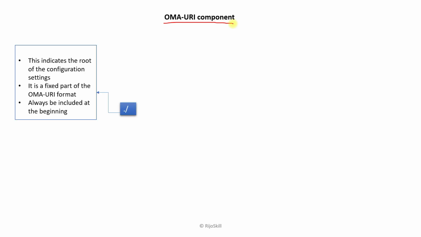What are the components available for the OMA-URI? This is the first component. It indicates the root of the configuration setting. The / indicates the root of the configuration. It is a fixed part of the OMA-URI and is always included at the beginning of your OMA-URI.